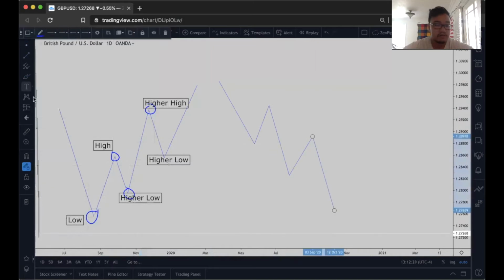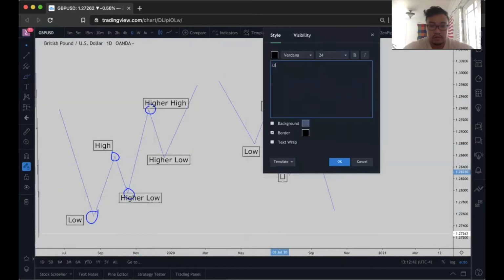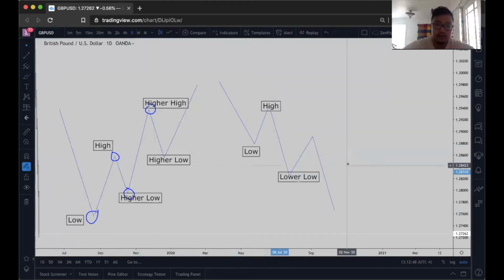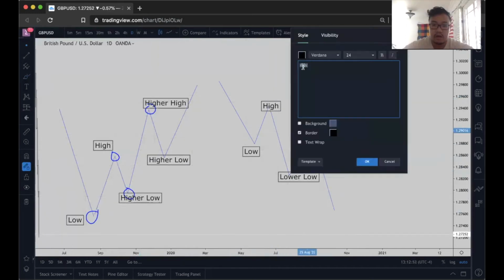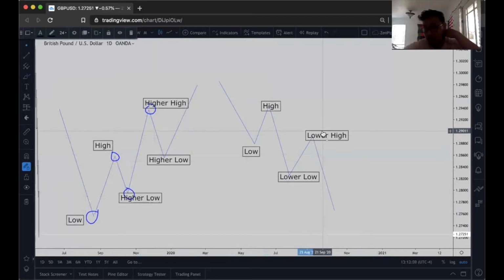So right here we have a low, we have a high, and we have a lower low. You should probably guess what the next one is going to be: obviously, a lower high. We're just comparing it to the previous. We have a lower high, and we're comparing it to the previous high.